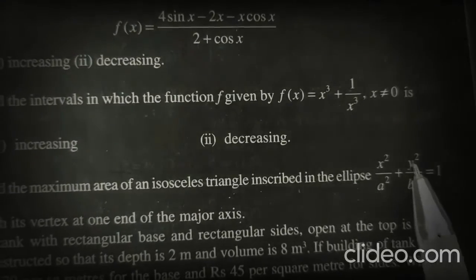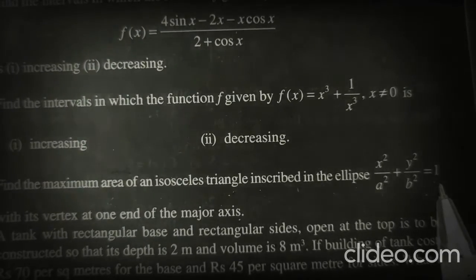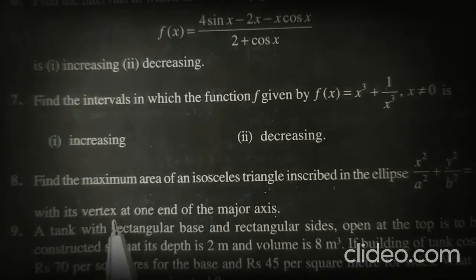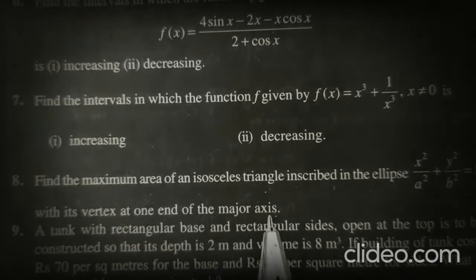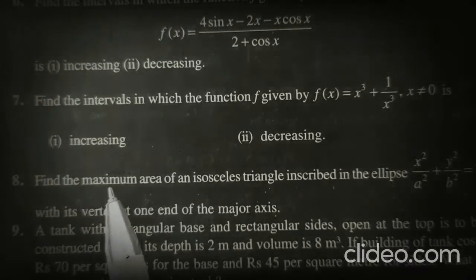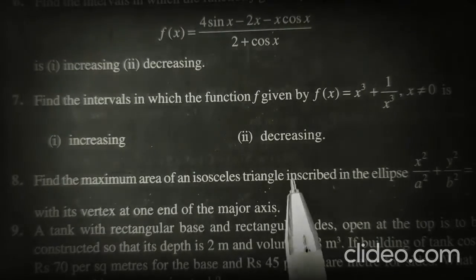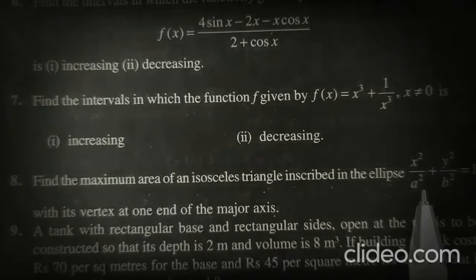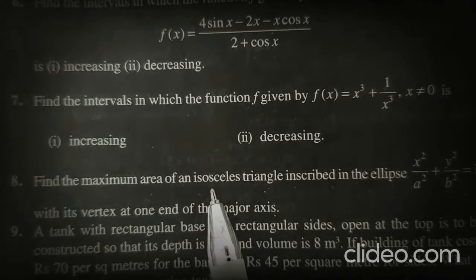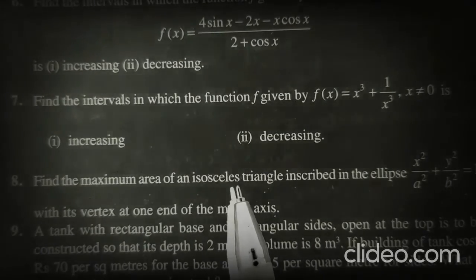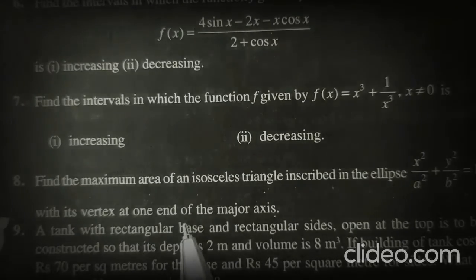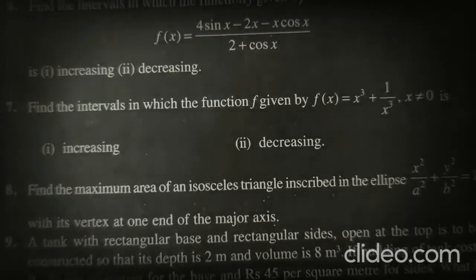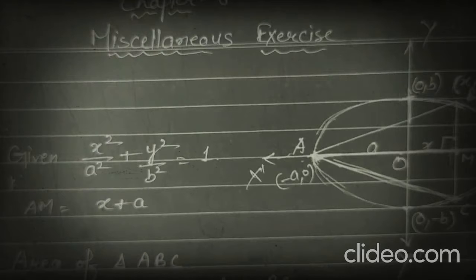x square upon a square plus y square upon b square is equal to 1, with its vertex at one end of the major axis. In this question we have to find the maximum area of an isosceles triangle inscribed in the ellipse, and one vertex of the isosceles triangle is at the end of the major axis. So look at this. Firstly we will discuss the ellipse.